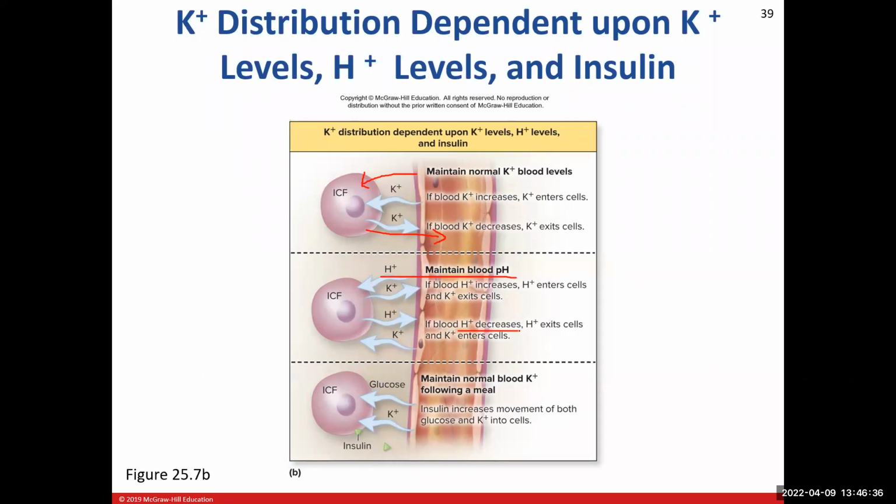And then finally, we talked about how certain hormones are going to affect the distribution of potassium, right? And so the example was insulin. What will happen is insulin is going to decrease your blood glucose levels, especially after a meal. And as a result of that, insulin is also going to move potassium from the blood plasma into the ICF, just to make sure that you don't have elevated levels of potassium in the blood, trying to prevent your blood from becoming hyperkalemic.